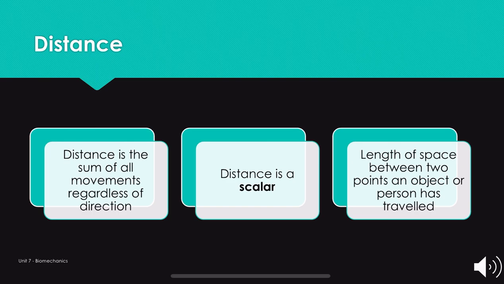For example, when throwing a shot put or javelin in a competitive situation, officials measure how far an athlete has thrown the object from where they are standing to where the shot put or javelin lands. The distance achieved by the athlete is therefore displacement, not distance.